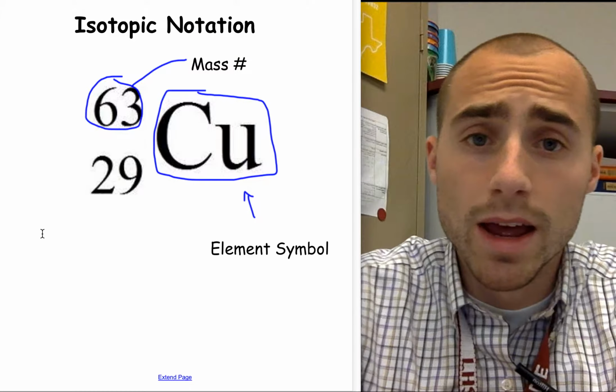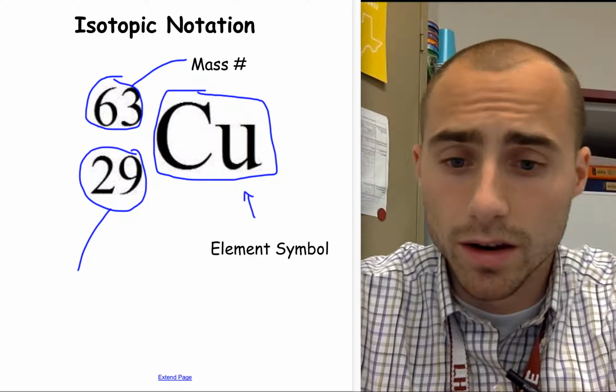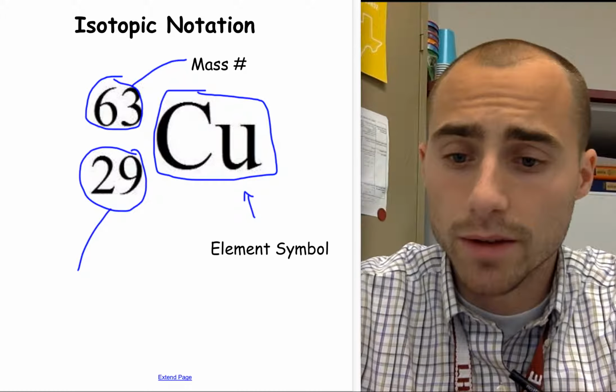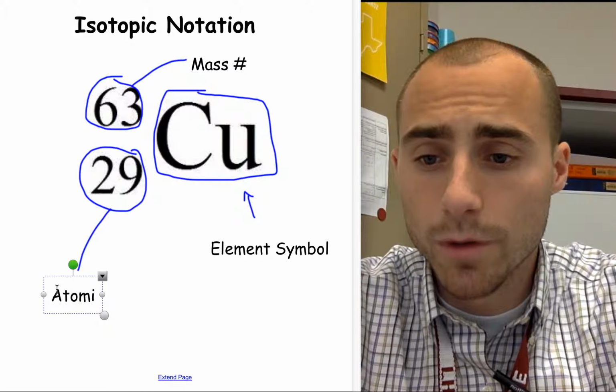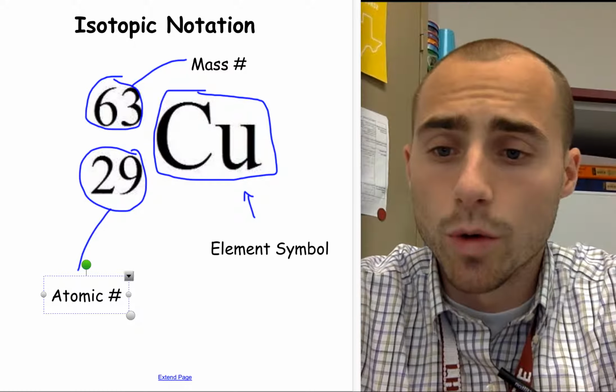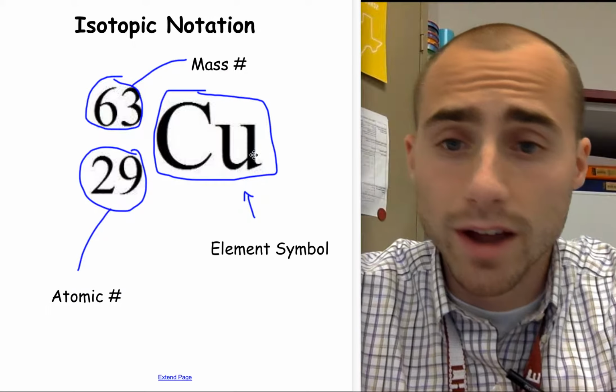Then here we have the atomic number. Type that in right there. On bottom, we have the atomic number. This is the format that we always use when writing isotopic notation: element symbol, mass number on the top left, atomic number on the bottom left.